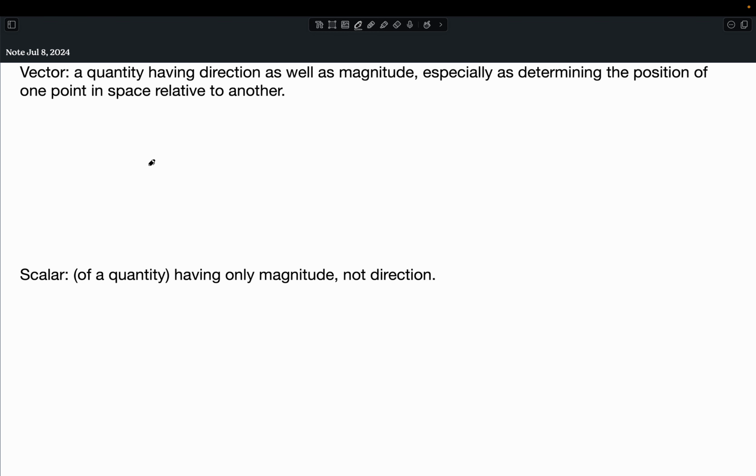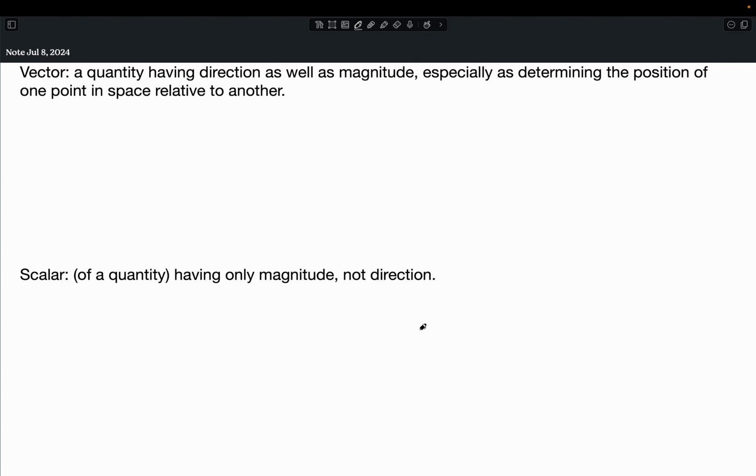So first, let's define what a vector is. Vector: a quantity having direction as well as magnitude, especially as determining the position of one point in space relative to another. So what this means is, actually before we even start talking about that, let's talk about scalar. A scalar is a quantity having only magnitude, not direction. By magnitude, it means a number.